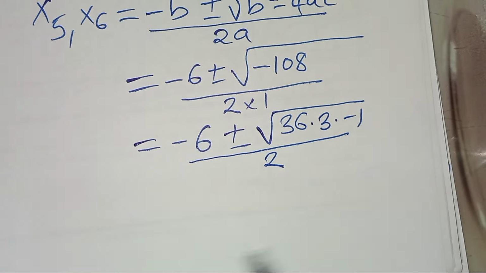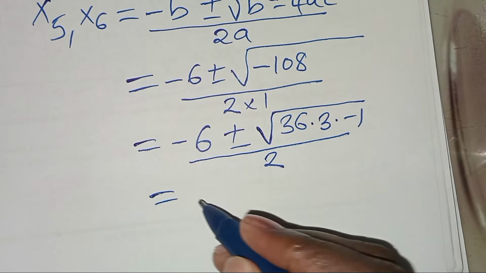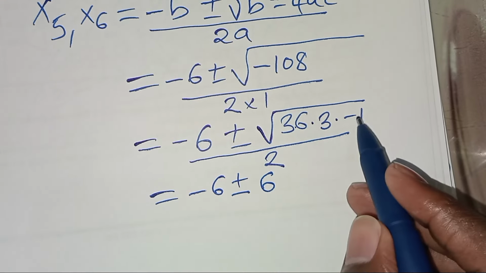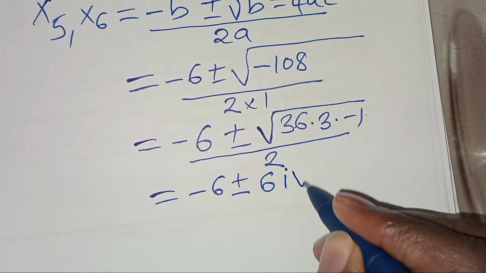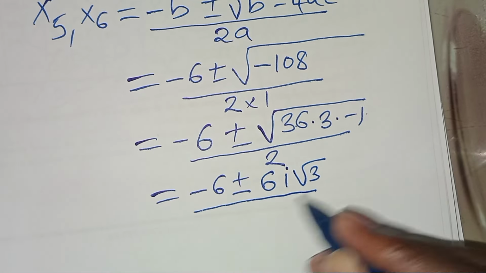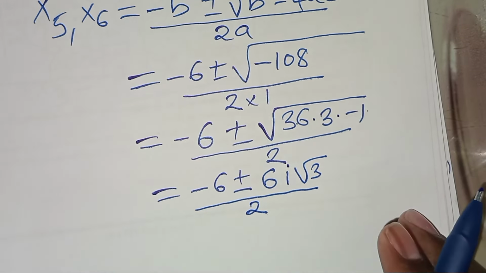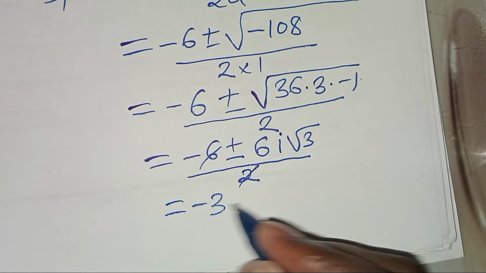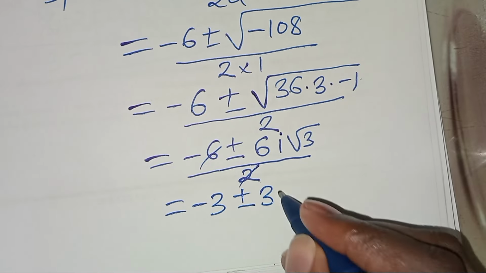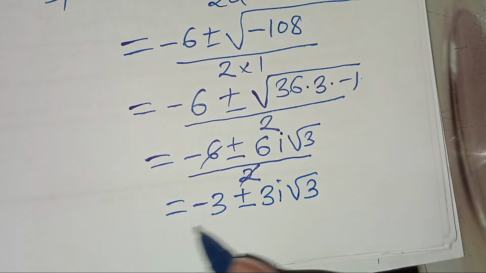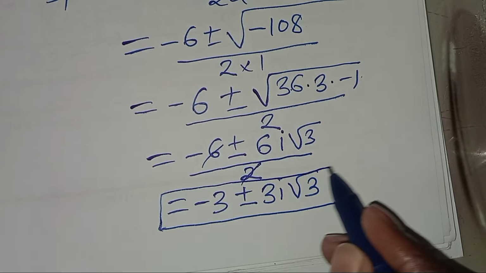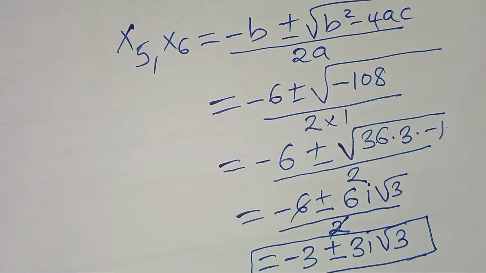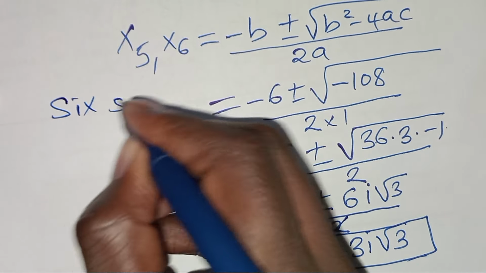Now let's proceed. Now this is negative 6 plus or minus the square root of 36, this is 6, the square root of negative 1, this is i, multiplied by square root of 3, all divided by 2. So from here we simplify, so that now we'll have negative 3 plus or minus 3i square root of 3. Now we have two complex roots here, and that means that we have 6 solutions.